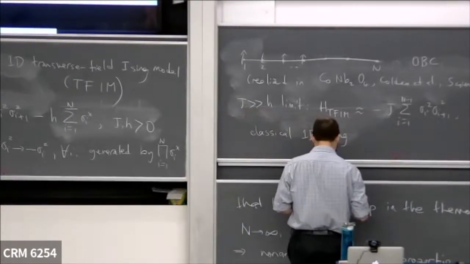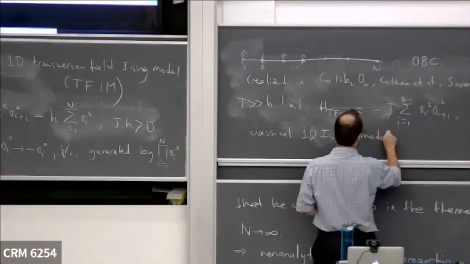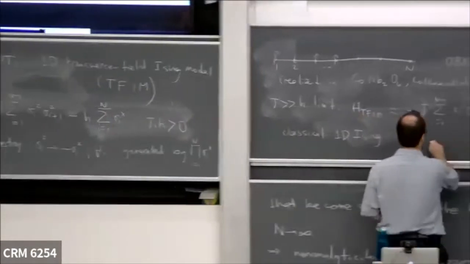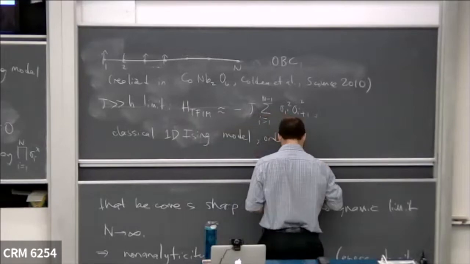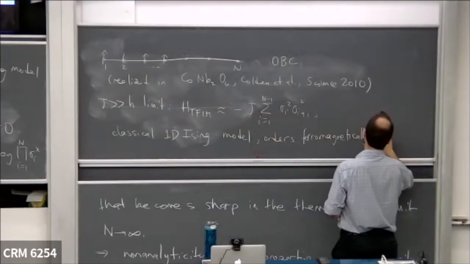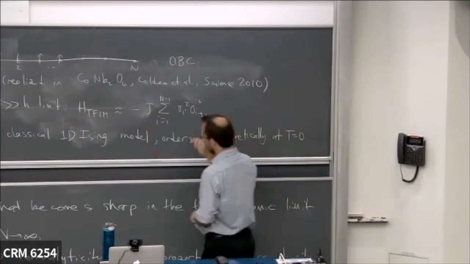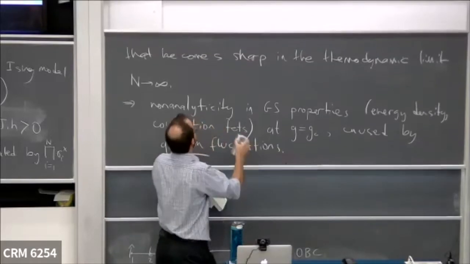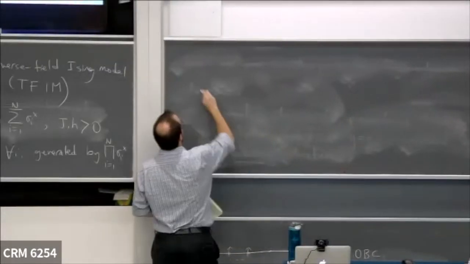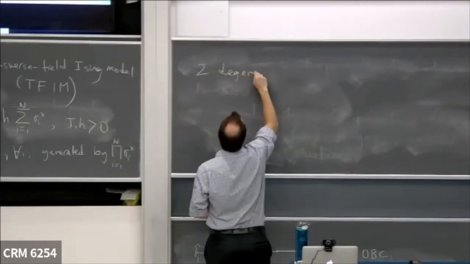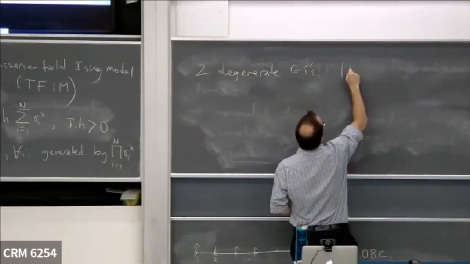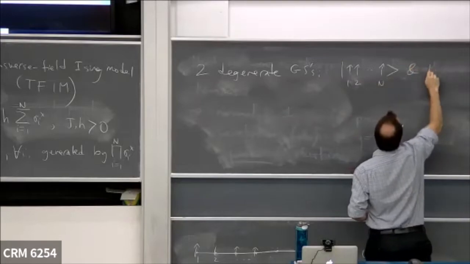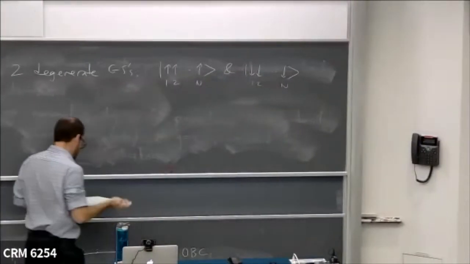For the classical 1D model, we know that the model does not order at any finite temperature. It's always disordered, but at zero temperature you have order. So the model orders ferromagnetically at T equals 0. We can minimize all these terms, and so we have two degenerate ground states, where all our spins can point either up or they can all point down. So we have these two ground states.